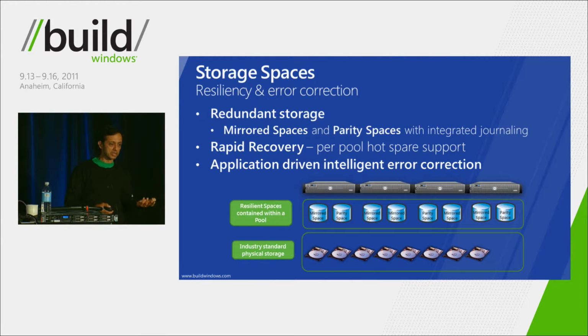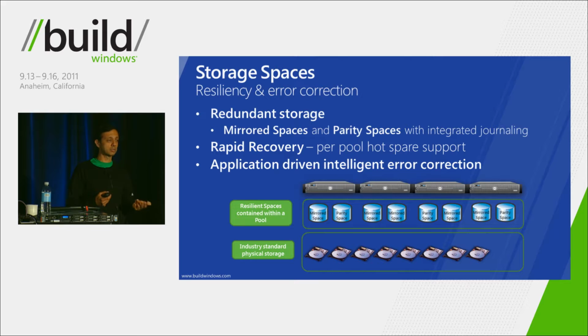Of course, resiliency has to be a key attribute of this. It's an extremely key attribute of availability. Disks fail, bad blocks develop, all kinds of stuff goes wrong. And of course, we have to keep running when that happens. And we have two options, mirroring and parity.